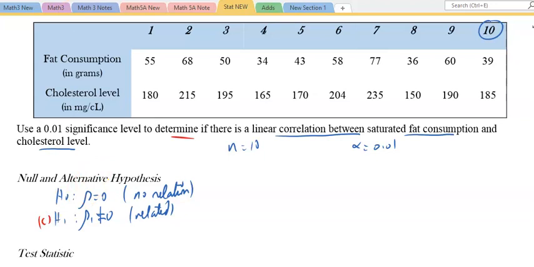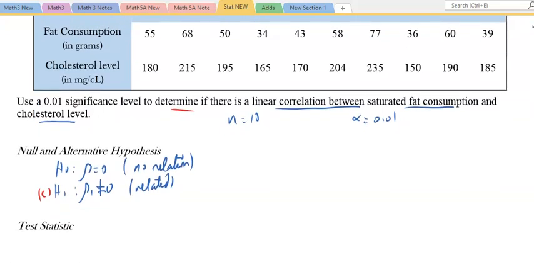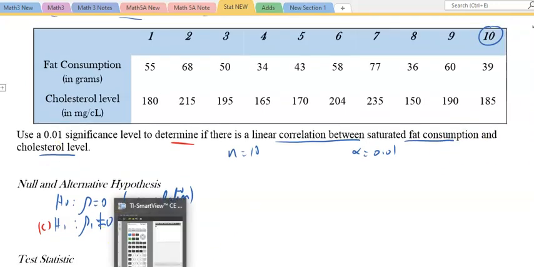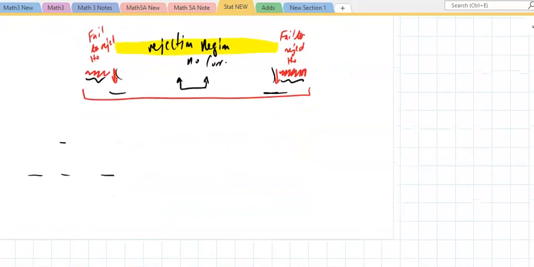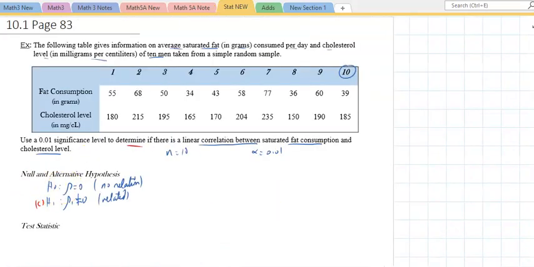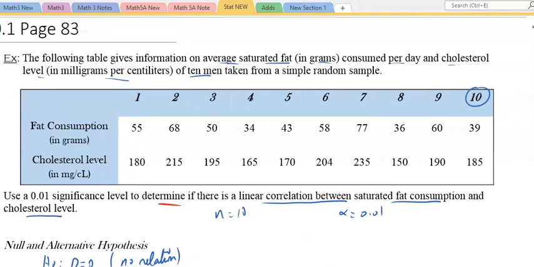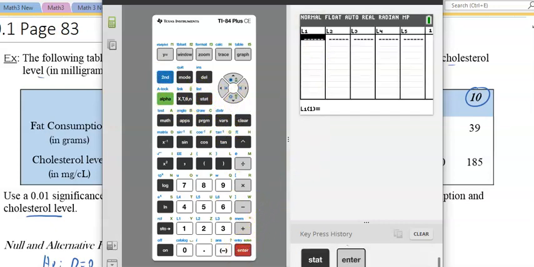Alright, and how does this work? Well, a couple of things. One, we need the test statistic. So we need to get R. Now to get R, this is how we're going to do it. We're going to go to our calculator and we're going to use stat, test, linear regression t-test. First we're going to go to stat and we're going to input the data that we have.